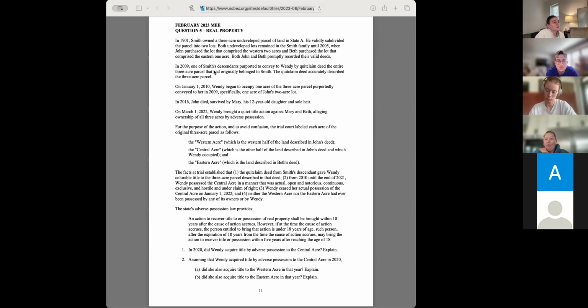I'm going to put a J in the two eastern or western lots and then B in the eastern lot. Okay. Smith's decedents purported to convey to Wendy by quitclaim deed the entire 3-acre parcel that had originally belonged to Smith. The quitclaim deed accurately described the 3-acre parcel.